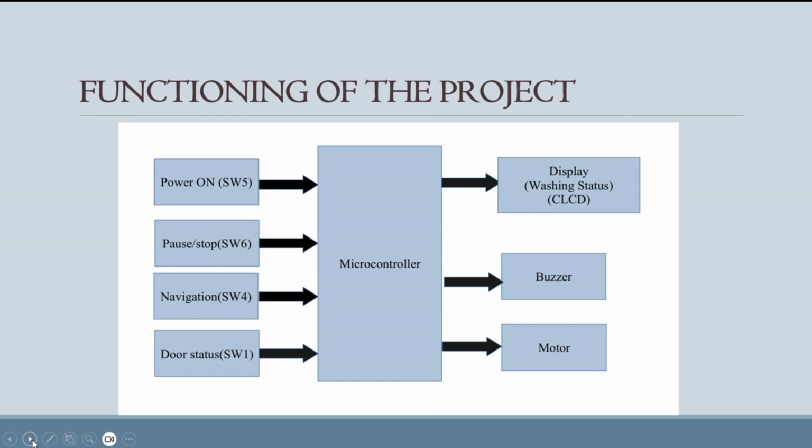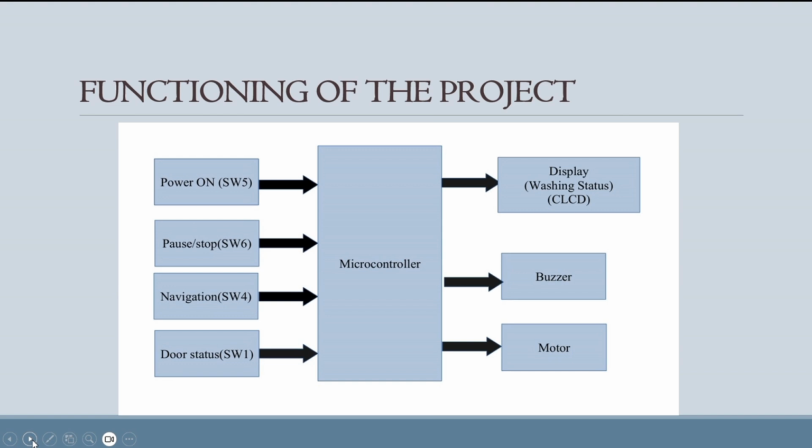Coming to the outputs from the microcontroller: the CLCD display, character LCD, shows the current machine status like washing, rinsing, paused, or completed. Buzzer provides audible alerts for events like cycle completion or errors. Fan simulates the drying process after the spin cycle, controlled automatically by the microcontroller during the final stage.